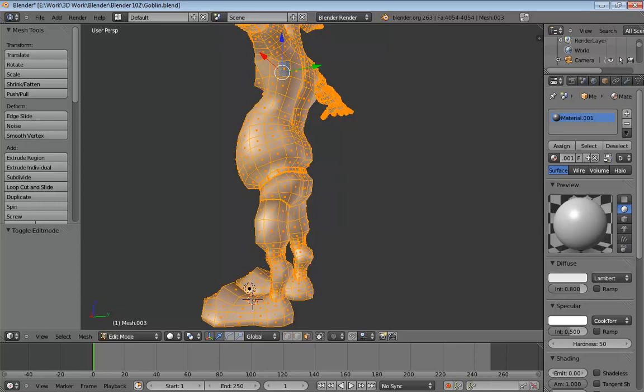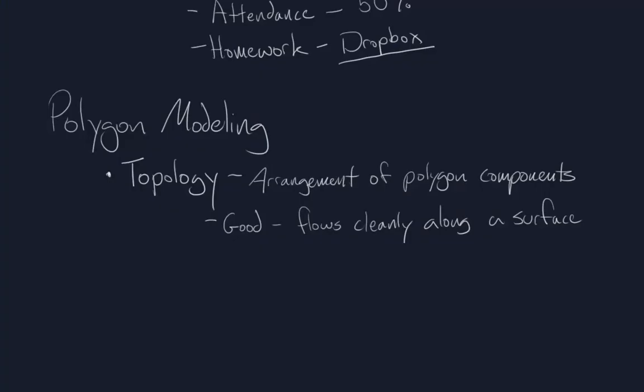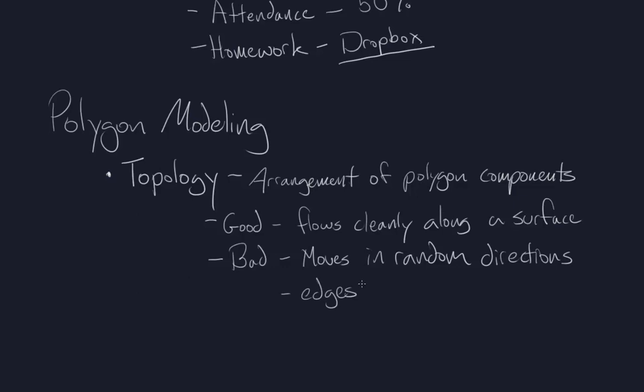All right, now back over in Photoshop. Bad topology. Moves in random directions. Edges do not cleanly define a shape. And that's a real problem.